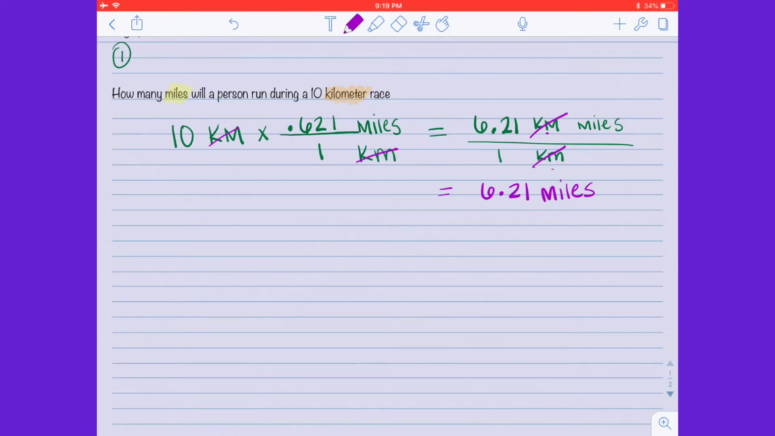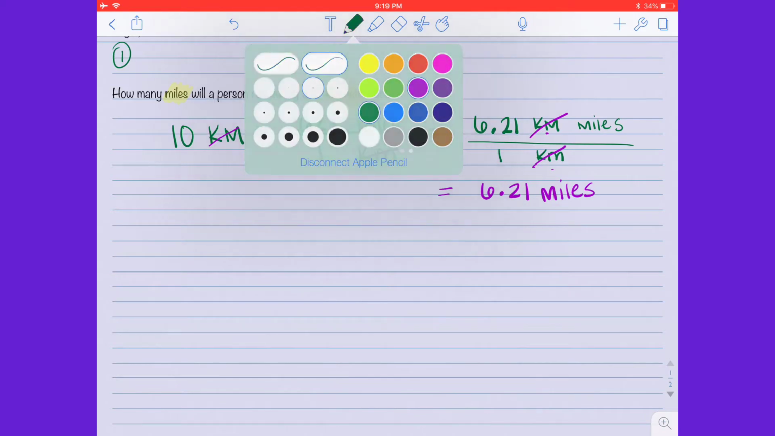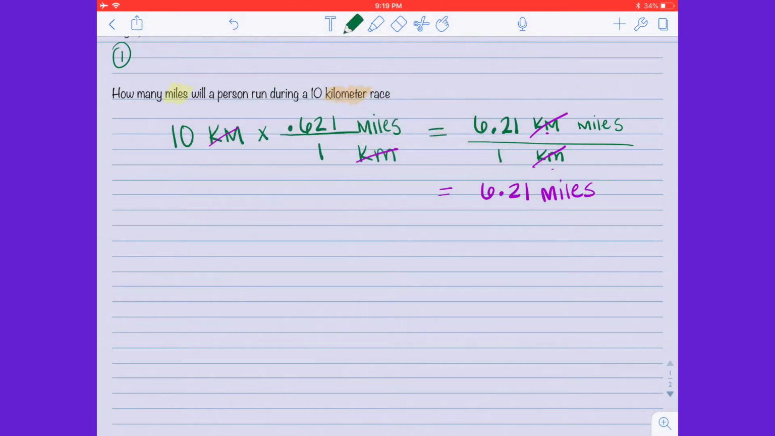Let's look at another one, because I think it might be beneficial for us to do another one. Let's do number 4, but we're only going to do the first part of number 4. I think that will help you all.